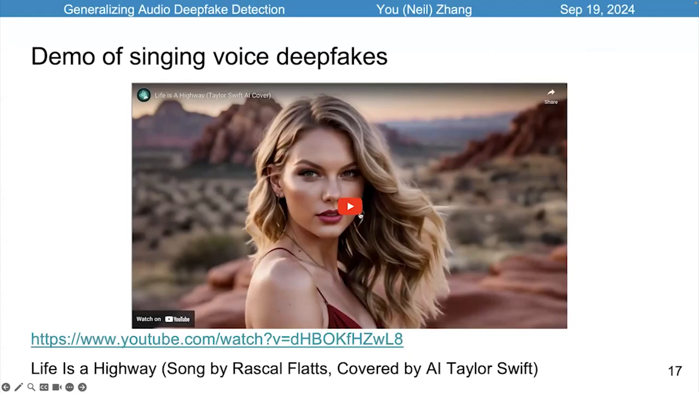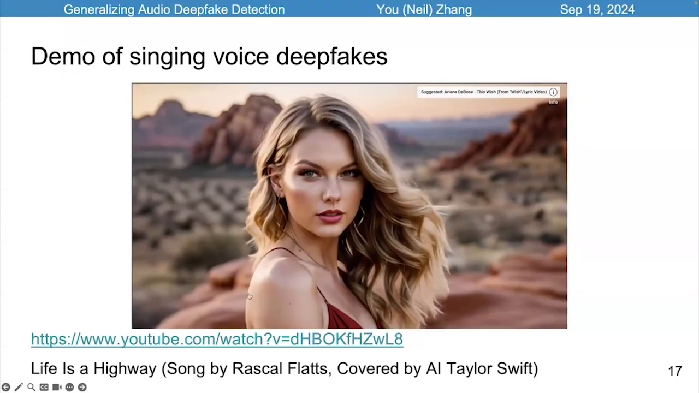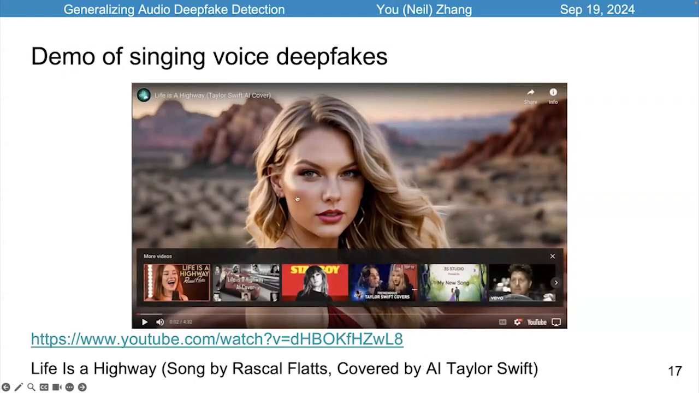And then we have moved on from speech deepfake detection to singing voice deepfake detection. This is also a very recent technique that makes the singing voice sound very naturalistic. I'll play this demo for a few seconds.